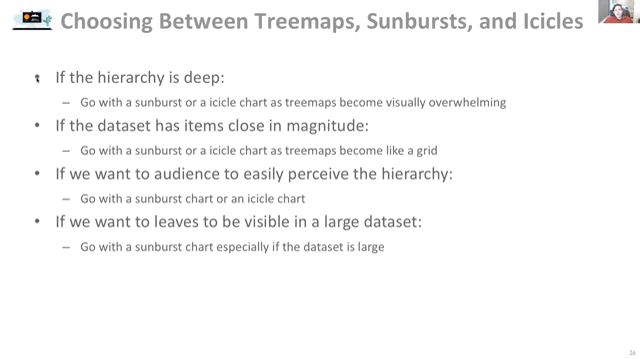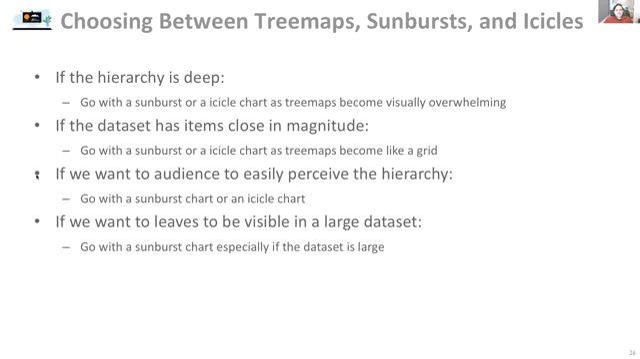If the hierarchy is deep, sunburst or icicle charts will be more effective, since tree maps become visually overwhelming for deep hierarchies. Of course, we can have a long discussion on how deep is considered deep. If the quantitative values that we want to visualize are close in magnitude, sunburst or icicle charts will be a better choice. Tree maps in this case will look like a grid.